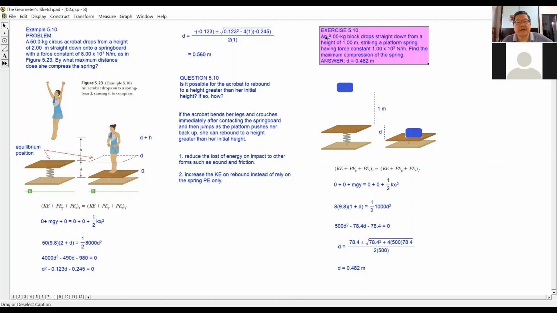Exercise 5.10. An 8 kg block drops straight down from a height of 1 meter, striking a platform spring having force constant 1 times 10 to the power 3 newton per meter. Find the maximum compression of the spring.